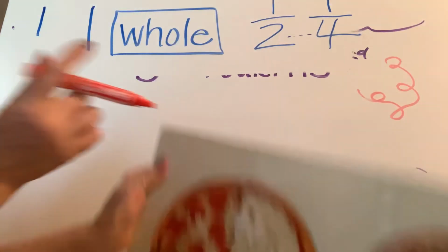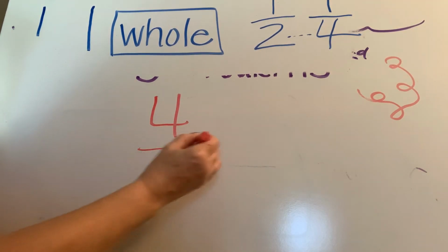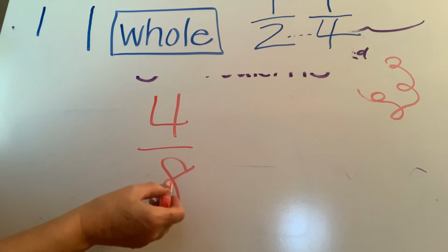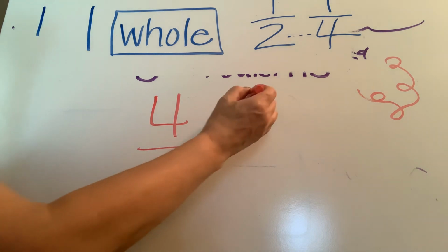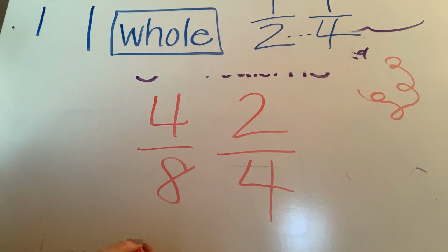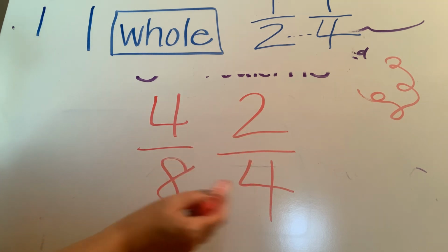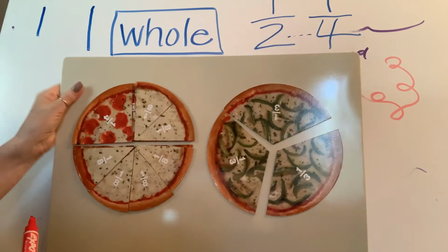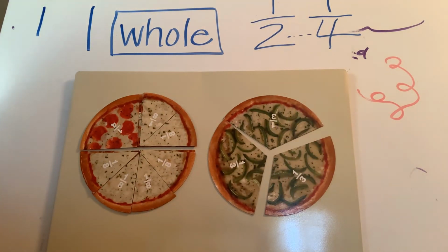I'm going to take this down. 4 over 8. Do you see a fraction that you already know? 4 plus 4 is 8. If I have 2 fourths, yeah, 2 plus 2 is 4. Those are still halves. Isn't that pretty cool?